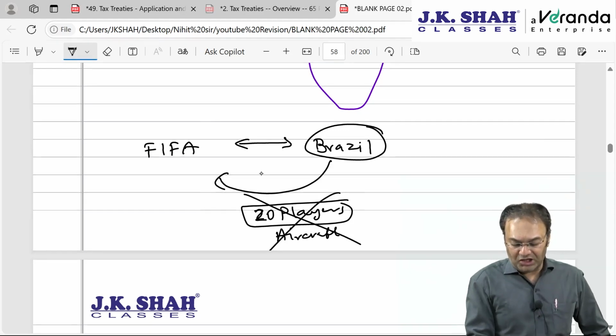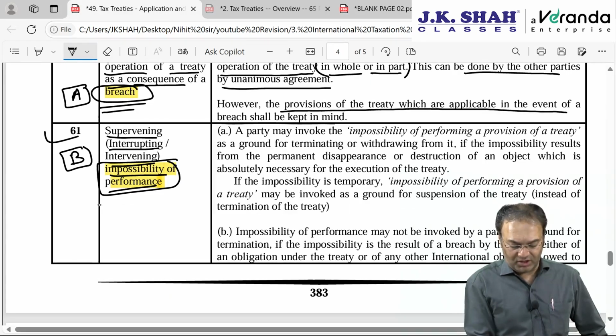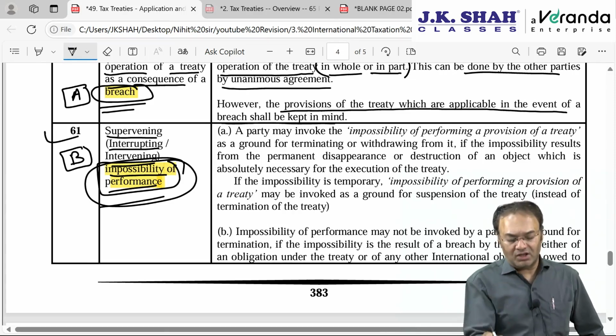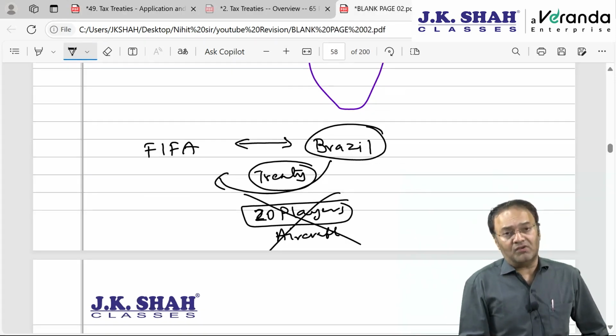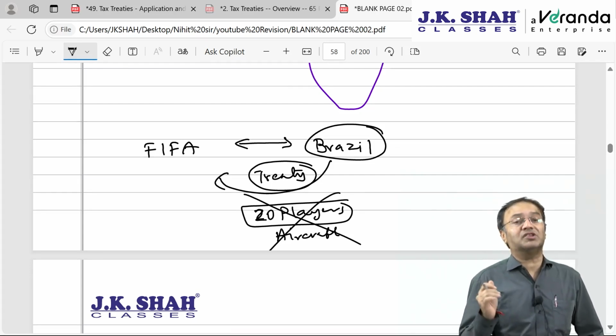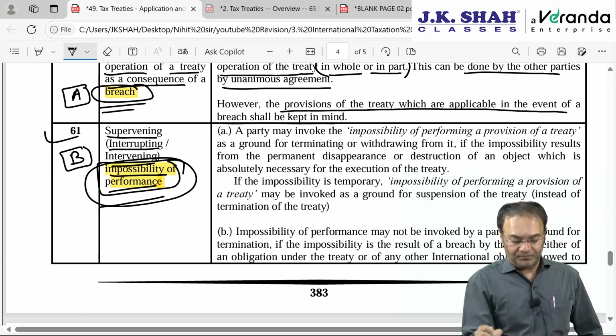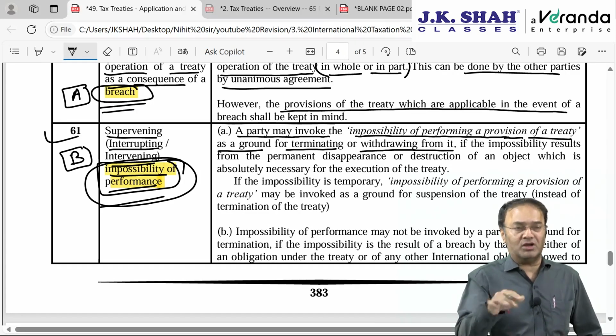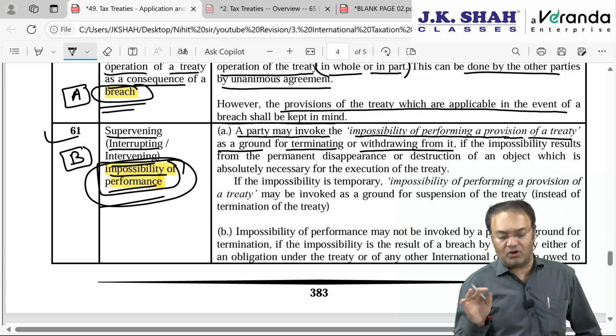So this treaty, complying with the obligation of the treaty, becomes an impossible thing. There is an impossibility of performance on the part of Brazil. Can Brazil terminate the treaty, or can it withdraw itself from the treaty of 12 countries? Answer, yes. This is intervening impossibility of performance. Citing this as a reason or as a ground, Brazil can withdraw itself. So a party may invoke impossibility of performing a provision of a treaty as a ground for terminating the treaty or withdrawing from it. The treaty is not terminated, you remaining countries continue, we are withdrawing from it.